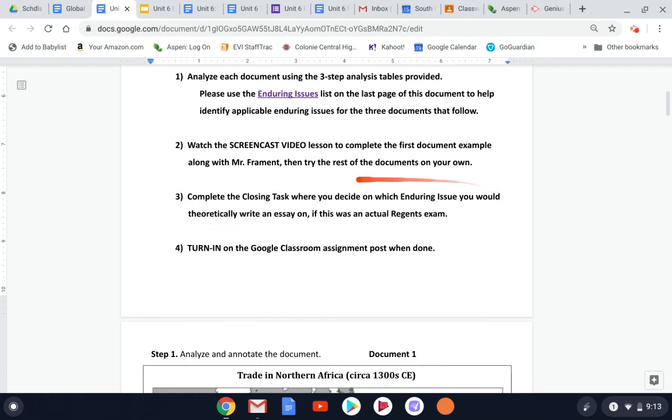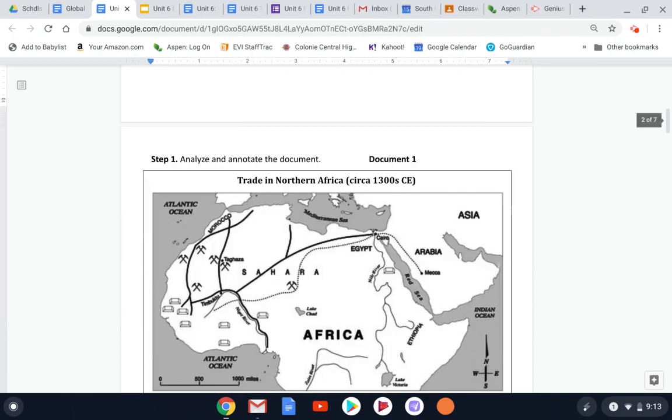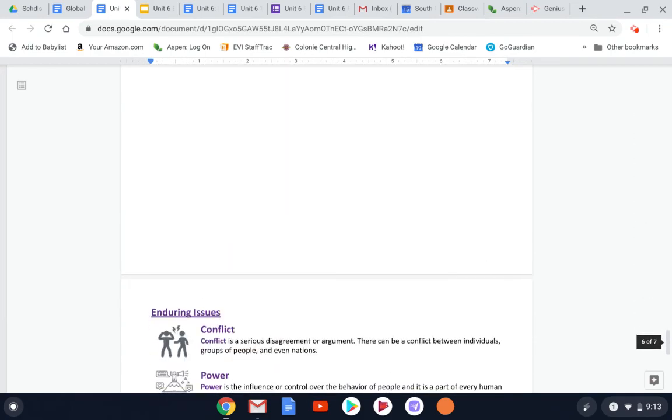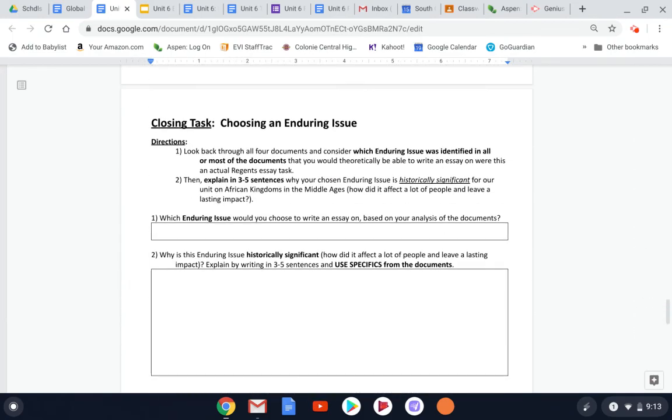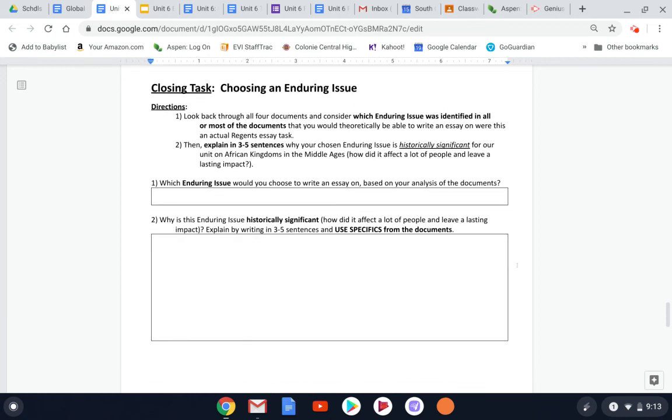And number 3 on our directions, I also want you to complete the closing task where you decide on which enduring issue you would theoretically write an essay on if this was an actual Regents exam. And of course, do not forget to turn in this assignment on Google Classroom on the assignment post when it's done. So let's go to that closing task, just so you know what is coming up after the documents.